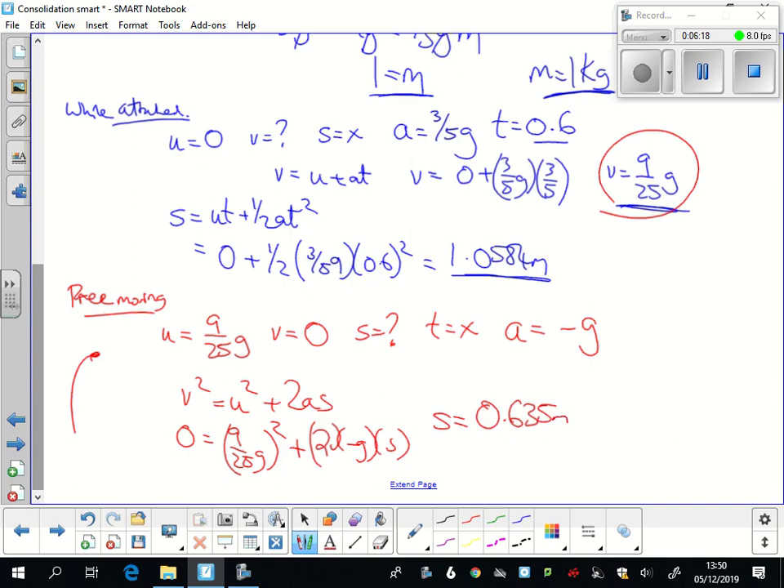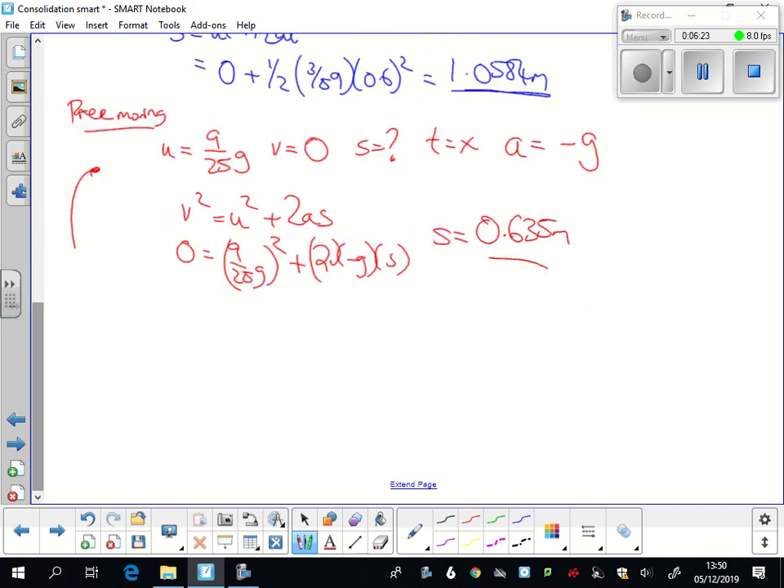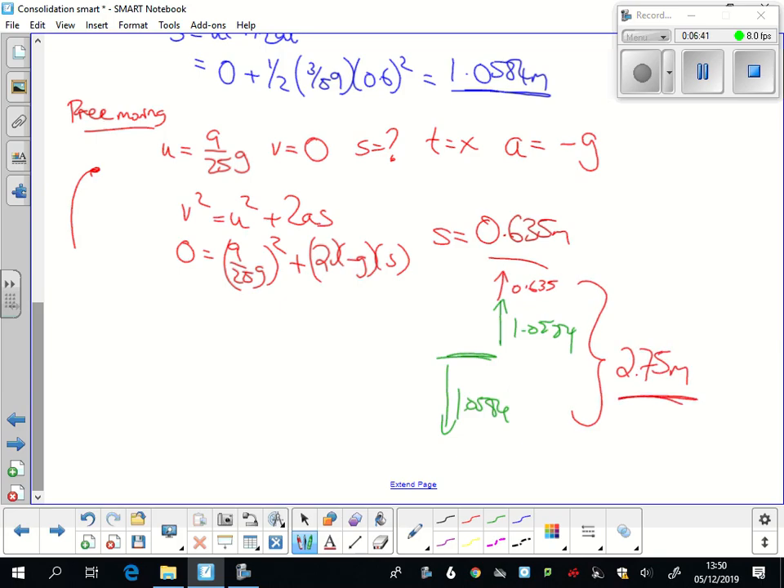0.635 meters. The grand total distance is, so it went 1.0584, it's then gone up another 1.0584, and then it's gone up an extra 0.635 meters. The grand total of all of that is 2.75 meters. Sorry the video's gone on so long.